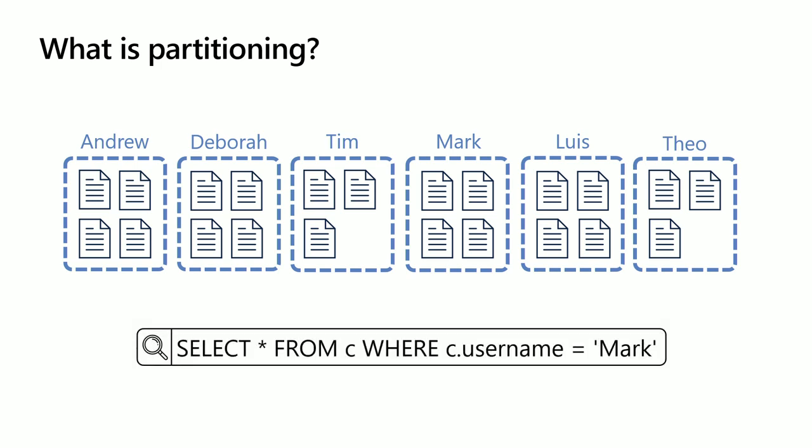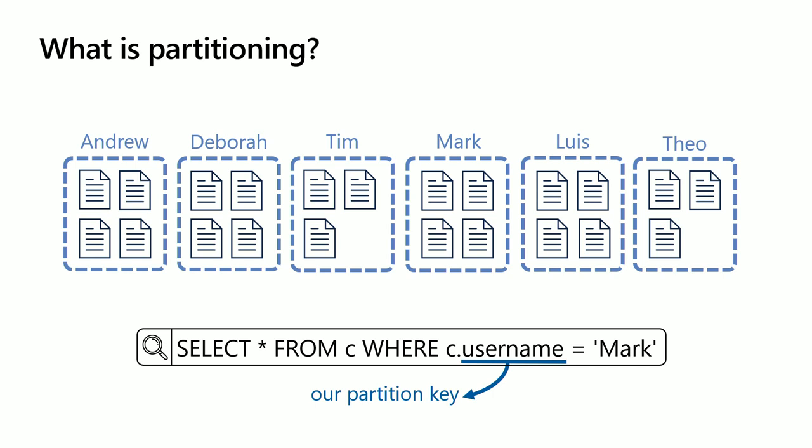And let's imagine that we would issue that particular SQL query, select star from C, where the username equals Mark. As you can see, this query filters on username, which is our partition key. That means that all the results for that query sit in just one logical partition, right? Which is the one where username equals Mark.